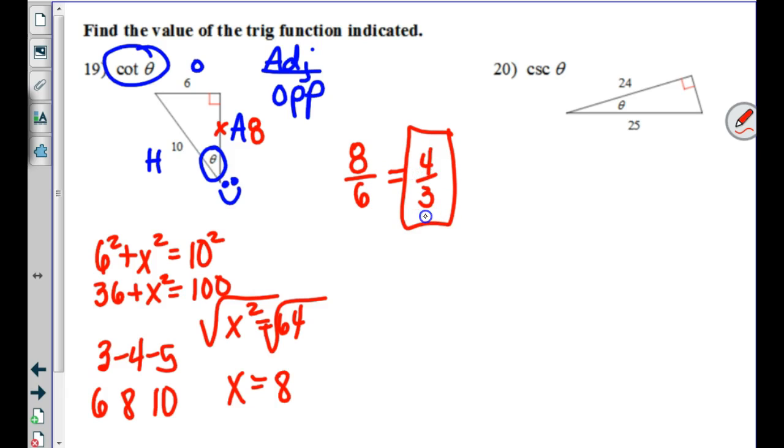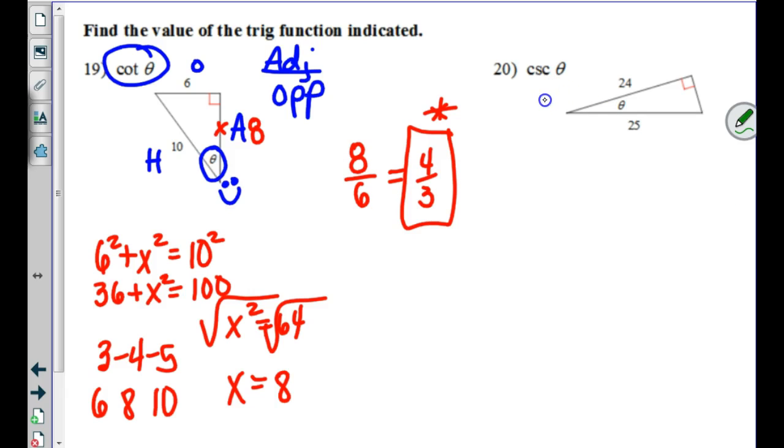This is where everybody goes wrong. Does it ask you to find the angle here? It says find the value of the trig function. So it wants 4/3. Okay? No, because this triangle is not on the coordinate plane, so it can only have positive. Great question, though. We'll get there. All right.